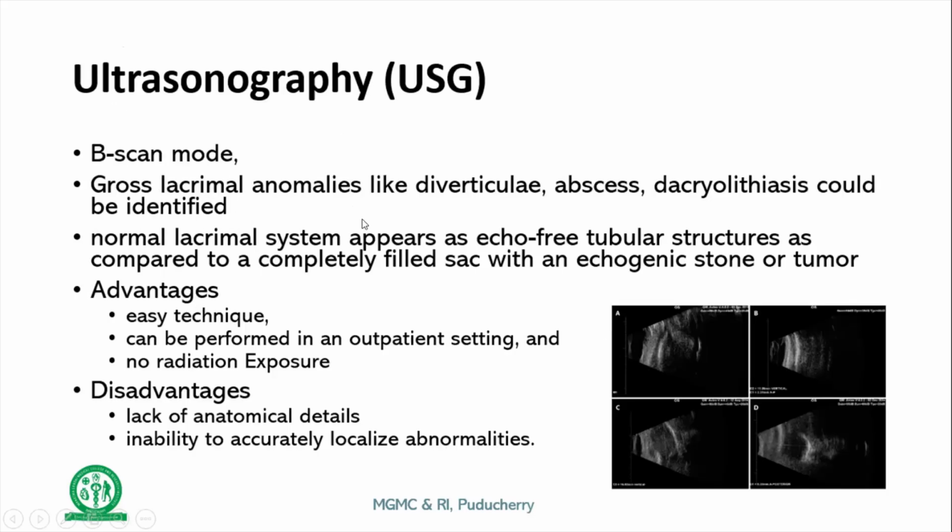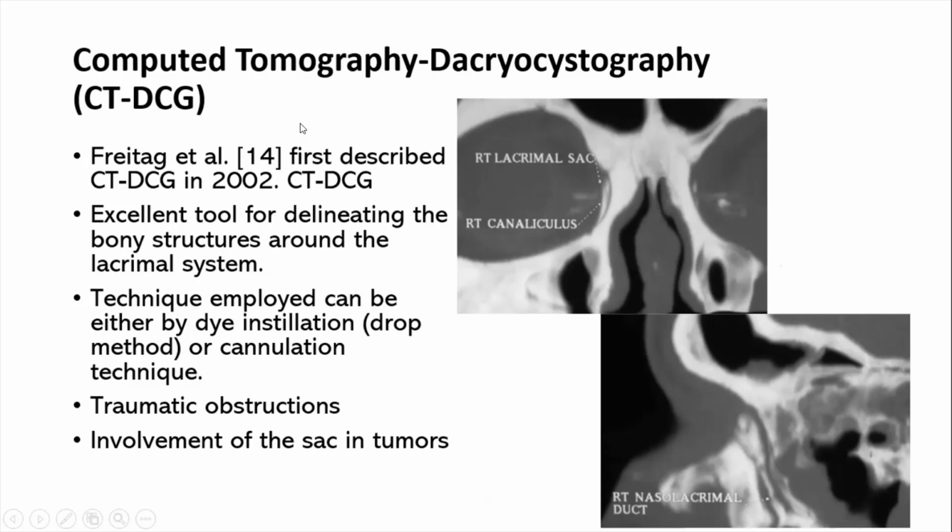Ultrasonography can also be done, wherein the lacrimal sac appears as an echo-free structure. Though it can be done as an OPD procedure, it is not of much use as it lacks anatomical details. CT-DCG can be done by injecting the radiopaque dye either as a drop or by cannulating the canaliculus. It is very useful for traumatic obstructions, wherein the bony structures are delineated in an excellent manner, and also in case of tumors involving the sac.